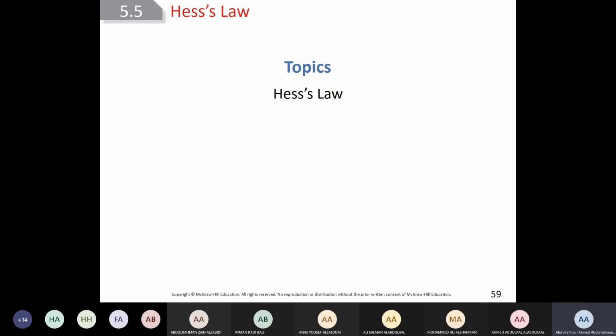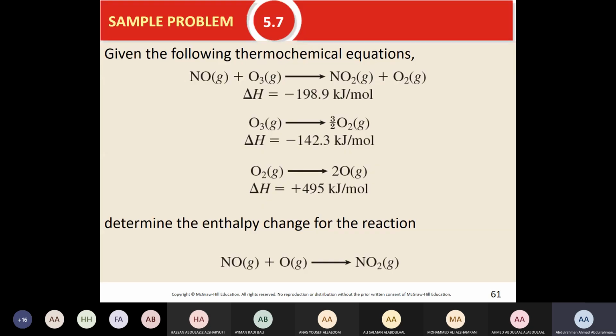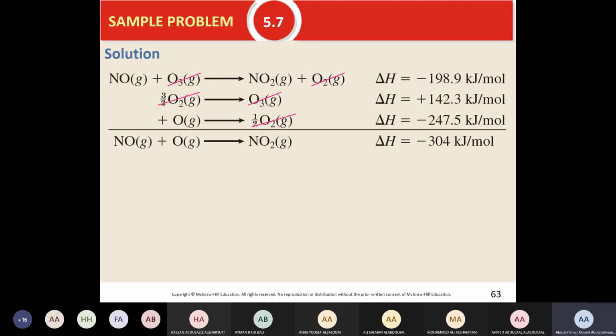What is Hess's law? The law that we combine the heat of multiple reactions. Yes, to make a certain reaction. This is Hess's law: to use reactions to make a reaction. Like, for example, this case here. Look at these three reactions.